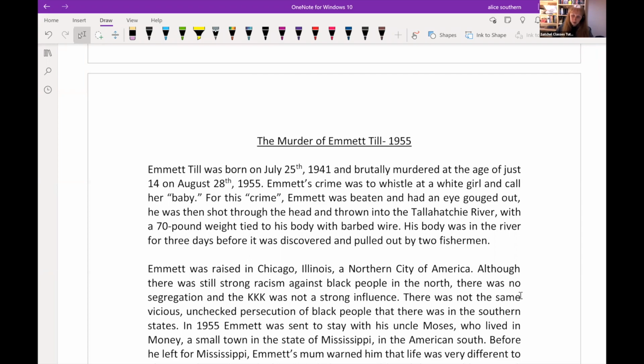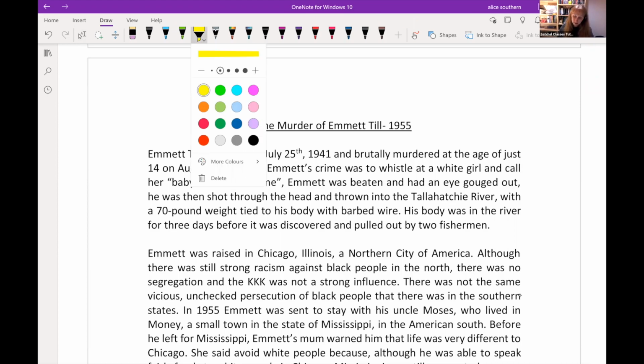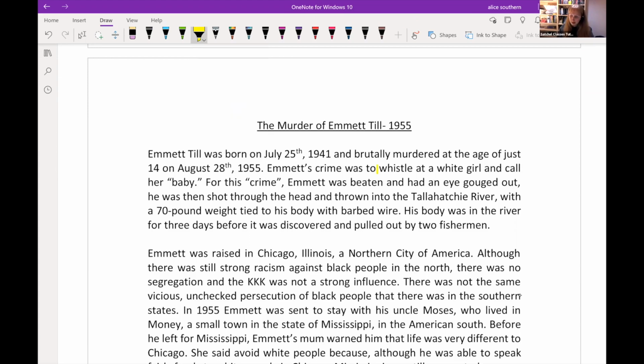He was born on the 25th of July, 1941, and murdered at the age of 14. Let's have a look at why and what happened here. His crime was to whistle at a white girl and call her baby, so he's obviously flirting with this white girl. For his crime, he was beaten and had an eye gouged out. He was then shot through the head and thrown into a river with a 70-pound weight tied to his body with barbed wire. His body was in the river for 3 days before it was discovered and pulled out by 2 fishermen. No matter how you look at that, the punishment does not fit the crime, does it?